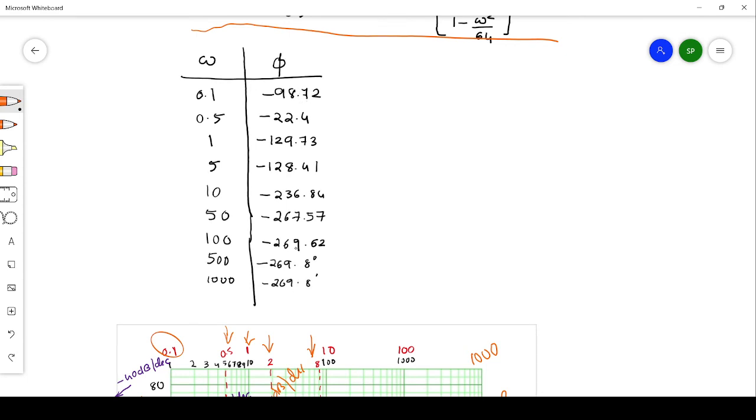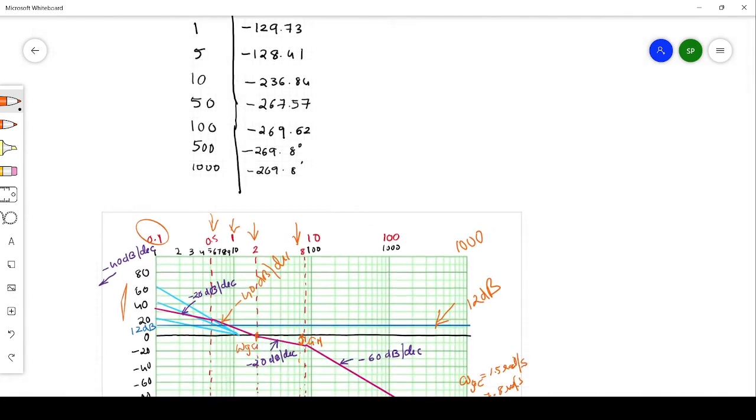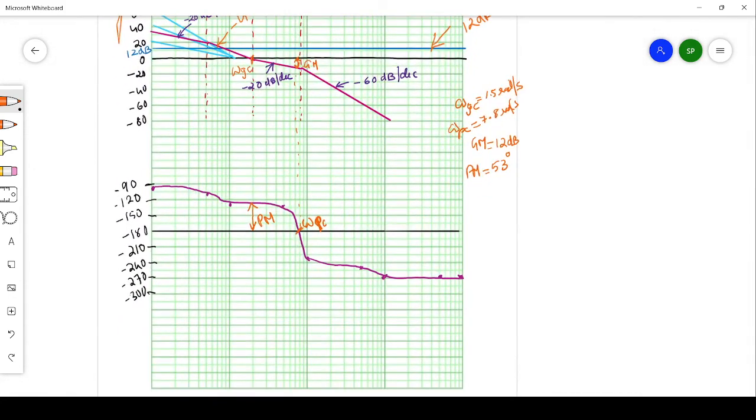So you just need to mark only this much angles so that you can plot it. For 0.1 frequency, your phase angle should be minus 98.72. For 0.5 it should be minus 22.4. So we are just marking those points here. You can see I have marked the points here, and what I have to do is just join those points by a smooth curve.